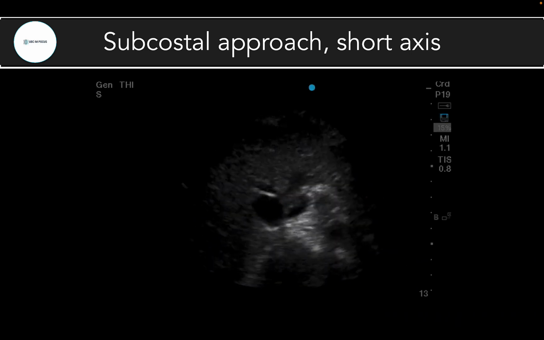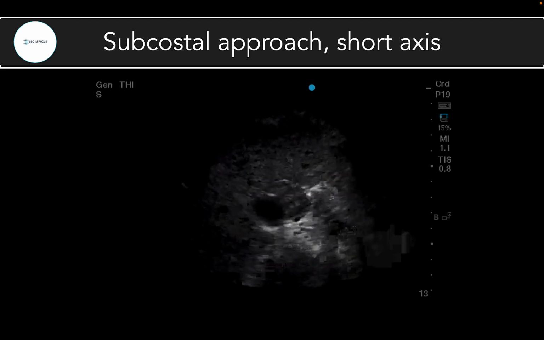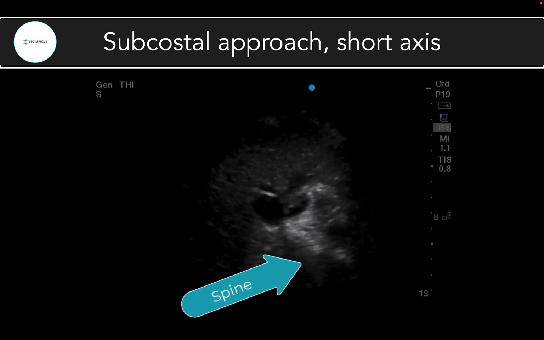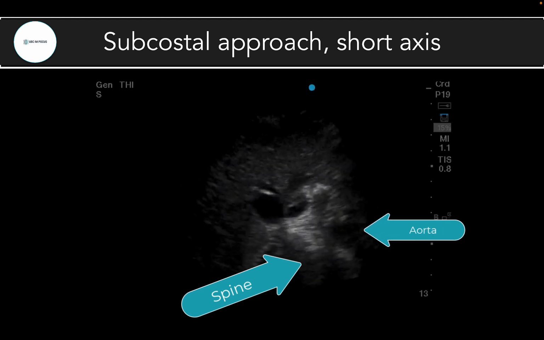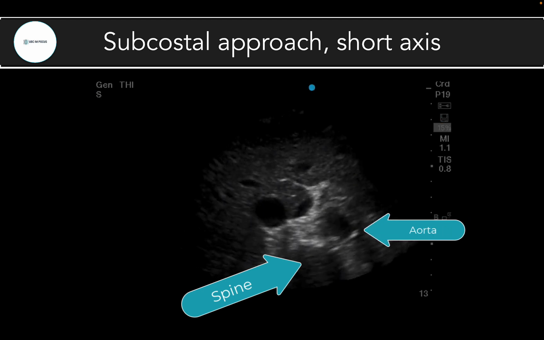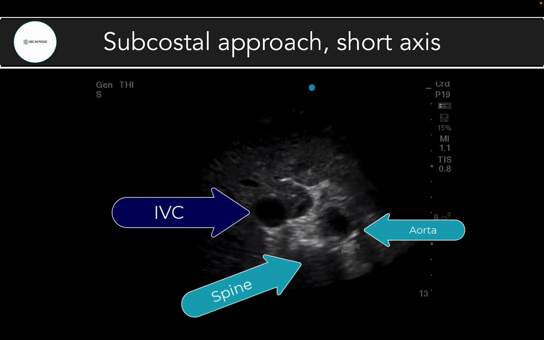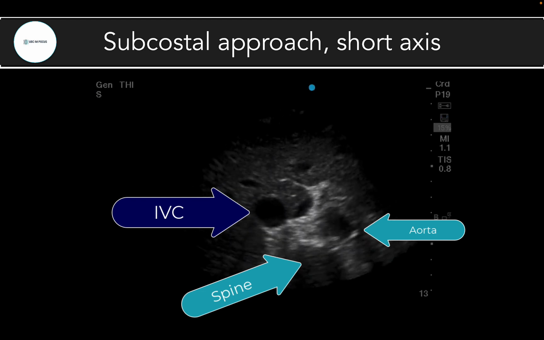Now, what we're looking for after we've done our rotation is this short axis view. So we should see the bright echogenic spine with shadowing beneath it at the bottom of our screen. We should see a round hypoechoic structure that is the aorta, slightly to the right of the spine. And then we should see the transhepatic portion of the IVC in short axis on screen left, with the hepatic veins approaching it to drain into it.